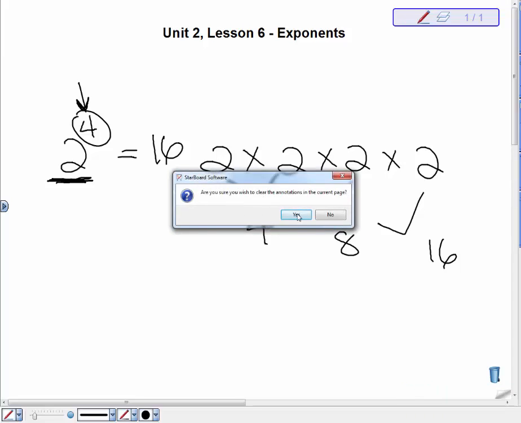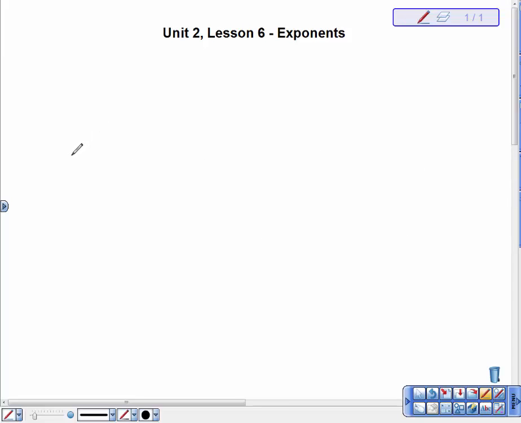Go ahead and try it on your own. I'm going to put a number on the screen. See if you can figure it out. So let's do 3 to the fourth power. 3 to the fourth power. Go ahead and pause the video right now. See if you can figure out what that equals. And then go ahead and press play, and we'll do it together to see if you got it right.